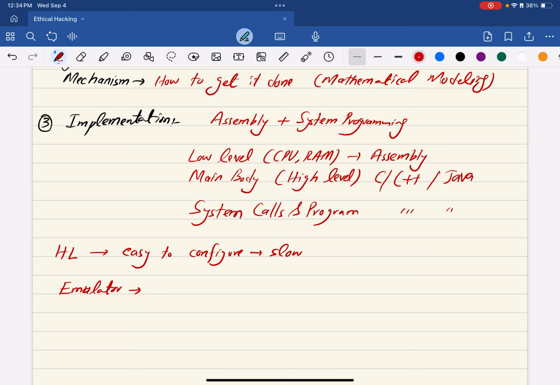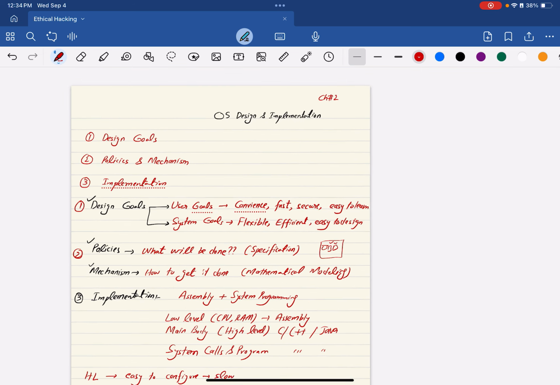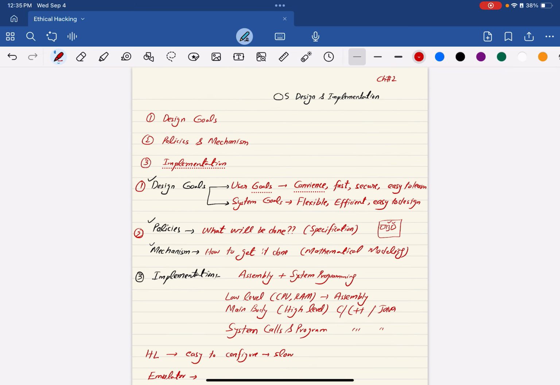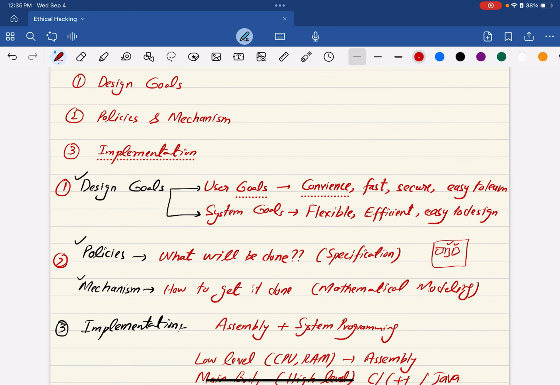So we will continue from here, and in the next part we will be talking about operating system structures. We will discuss Microsoft DOS. We will make a comparison of Windows with the Mac and Linux.